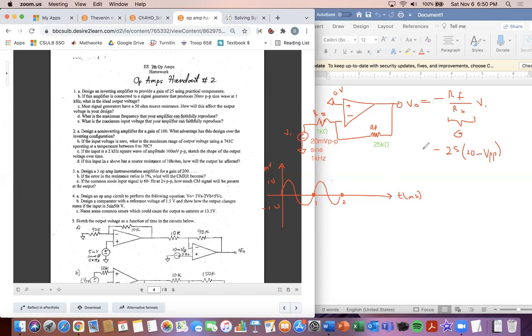So in your answer for my output voltage right here, I have to clarify that it's peak to peak. So it would be 20 millivolts times -25. That gives me -500 millivolts peak to peak. And that's what I get as my output voltage here.